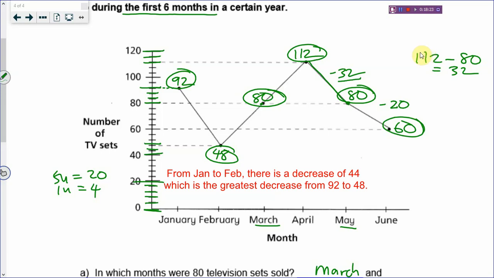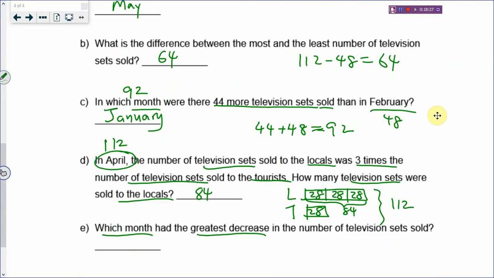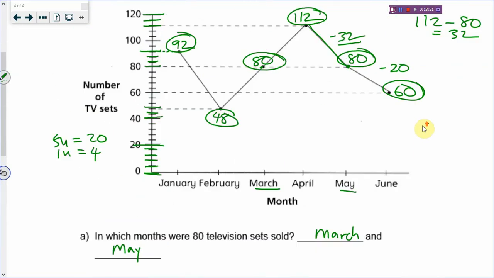So now can you answer the question? Which month had the greatest decrease in the television sets sold? So it's from April to May, right? April to May. Alright, now the question is this. You can't write April and May, right? You can only choose a month. So which month? Is it April or May?